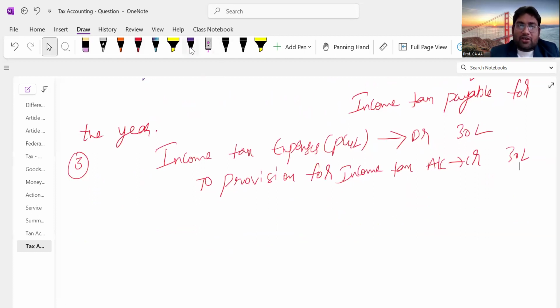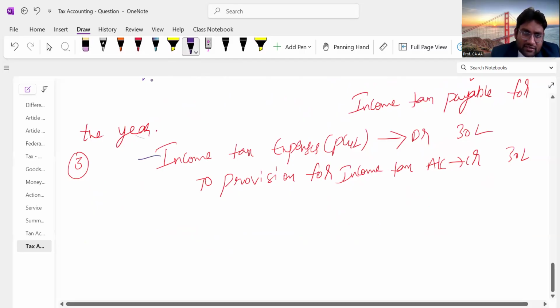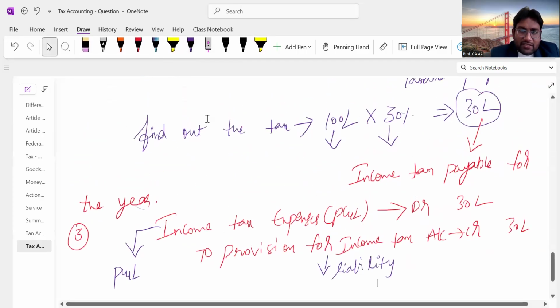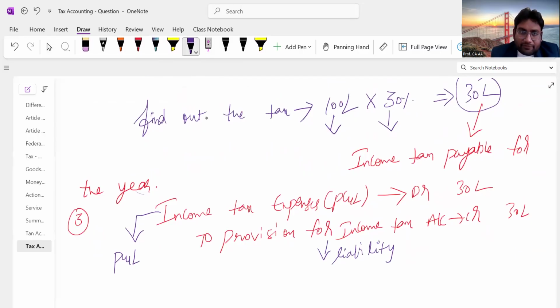Now let's try to understand this. This income tax is an expense, so it should go to profit and loss account. This provision for income tax is a liability. We need to pay it. The game is very simple. When you are passing these entries, I am passing these entries in the financial year.